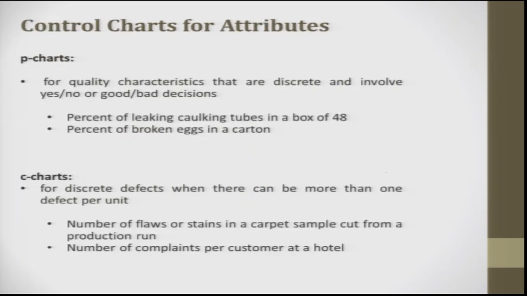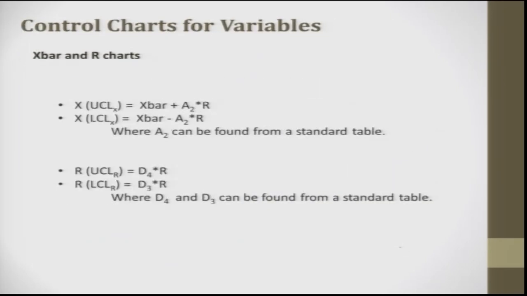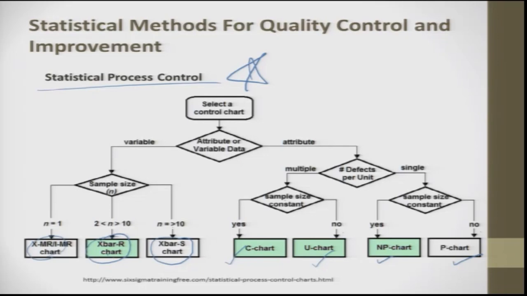So, P chart and C chart: these are for percentage of leaking cooling tubes in a box of 48, percentage of broken eggs in a carton. So, these are all P charts. Number of flaws or stains in a carpet sample cut from a production run, that is a C chart. Number of complaints per customer at a hotel: if you go back, what is that, a U chart, right?